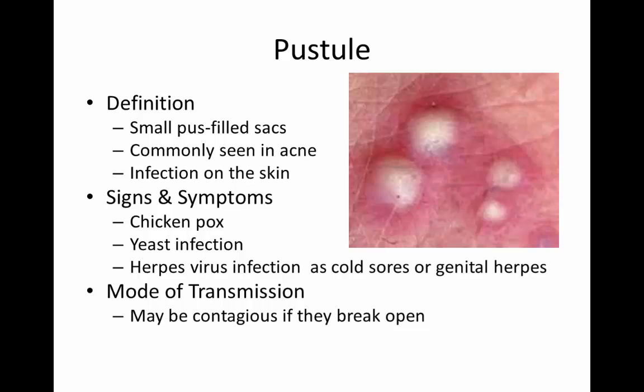A pustule is a small pus-filled sac. It's commonly seen in acne. This is an infection on the skin. Signs and symptoms include chickenpox, yeast infection, and a herpes viral infection such as cold sores or genital herpes. The mode of transmission may also be contagious if they break open and leak onto surrounding skin.